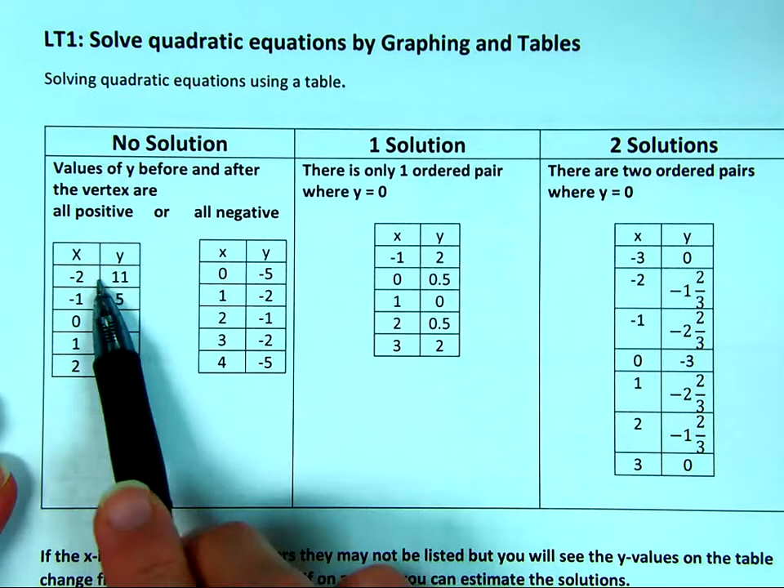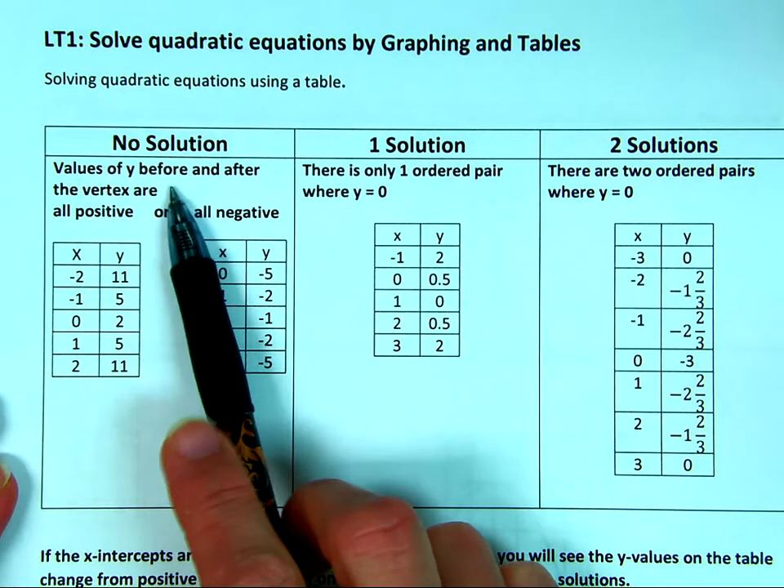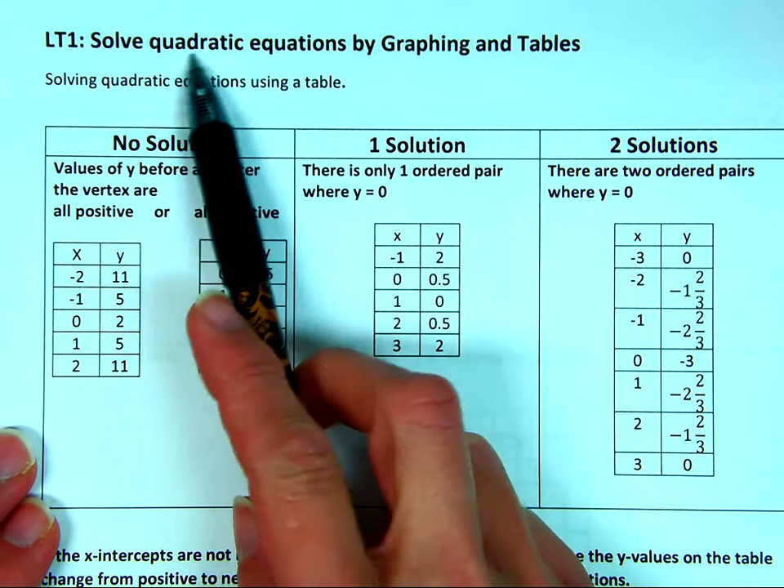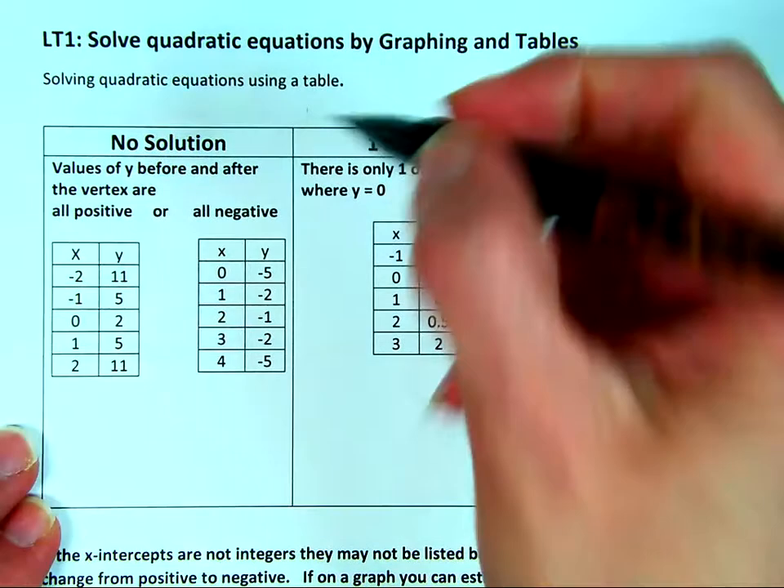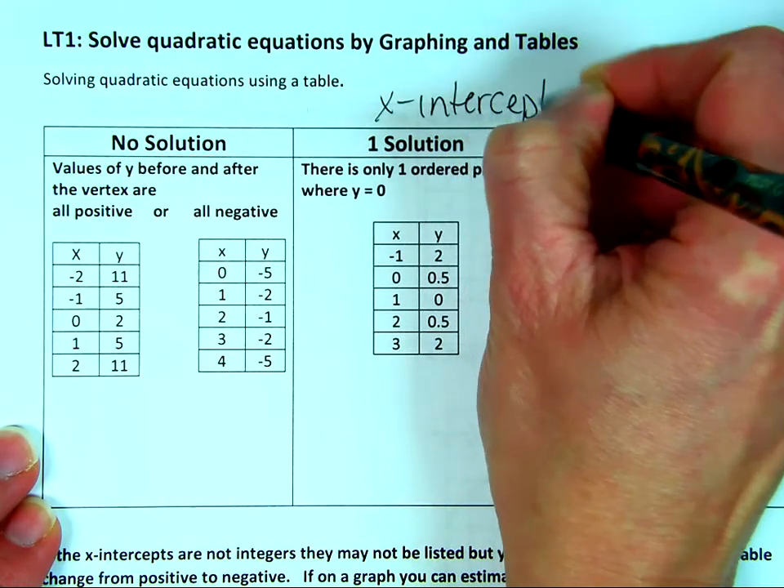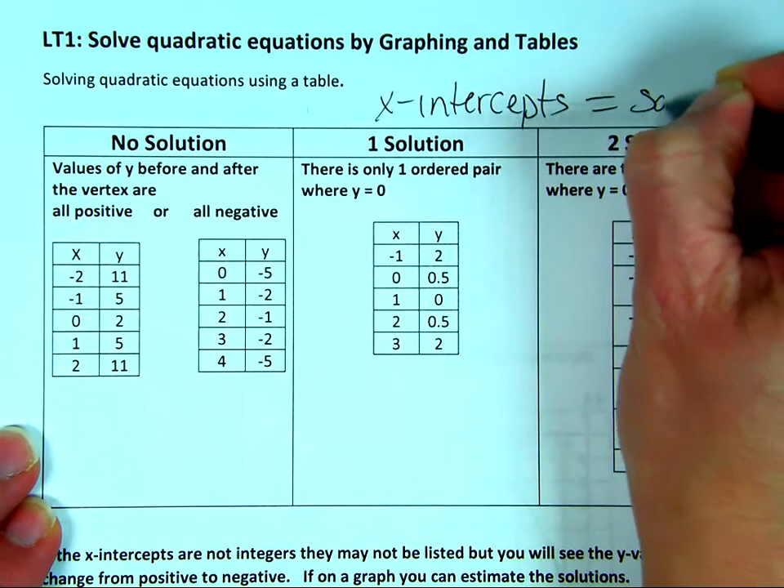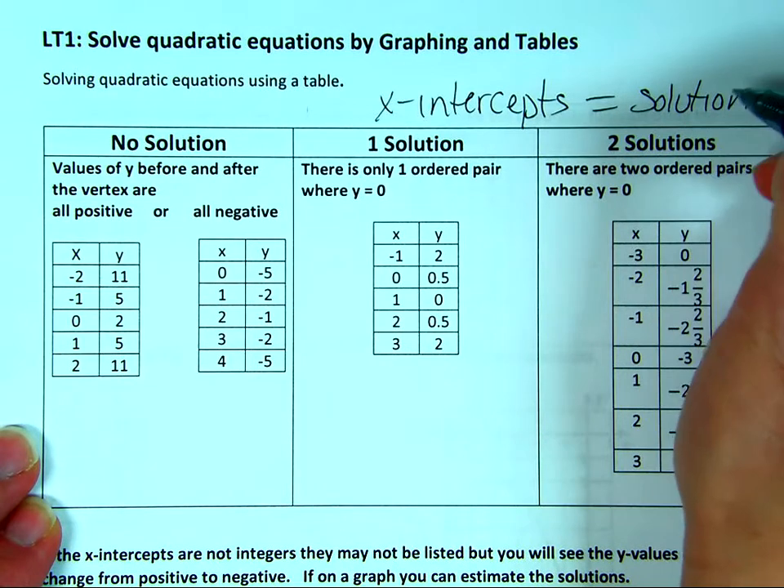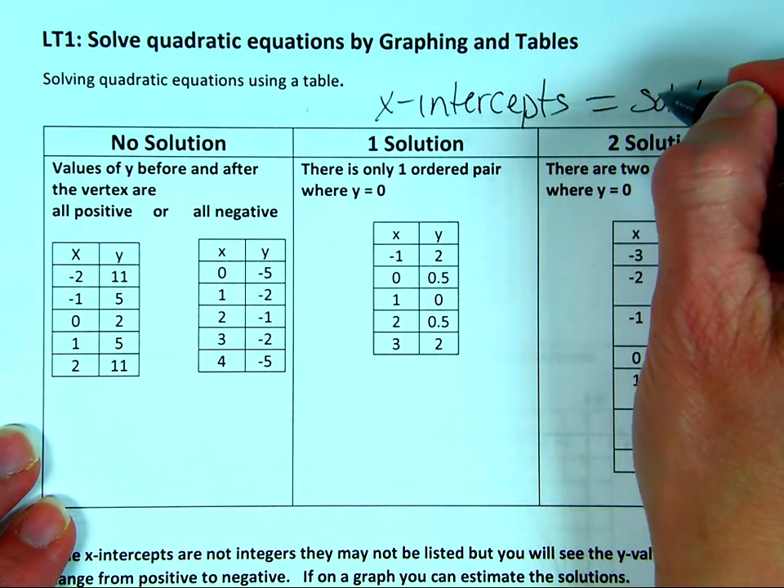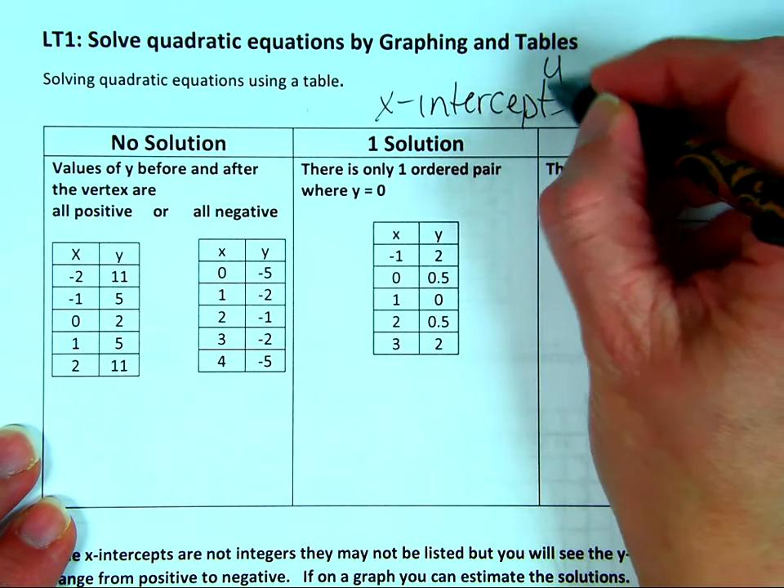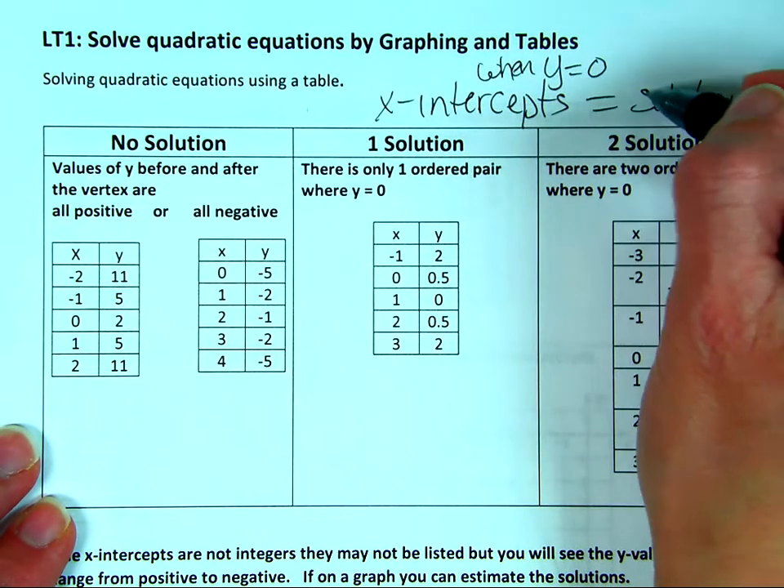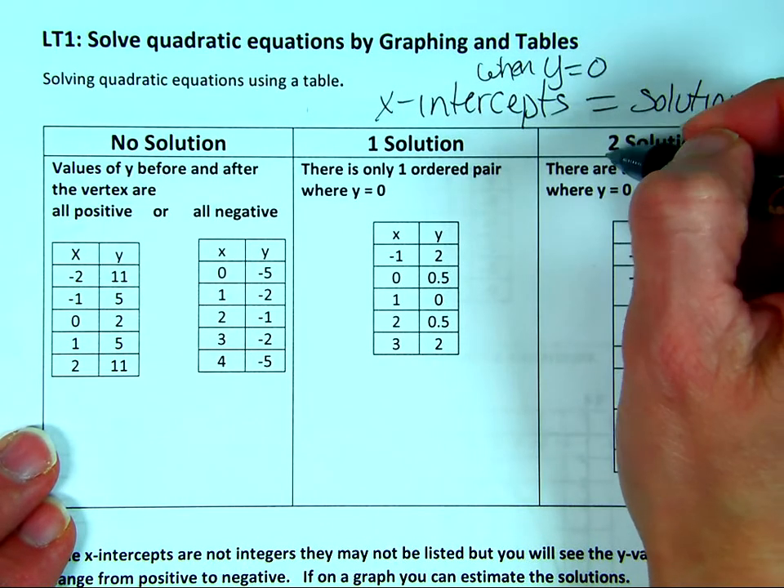When you look at a table, first of all, remember that solving a quadratic equation means finding the x-intercepts. So let's review that. X-intercepts are the same thing as the solution. X-intercepts happen on the x-axis, and all along the x-axis, y is 0. So we're really trying to find what x value happens when y is 0. If you know those two things, that's really going to help you.